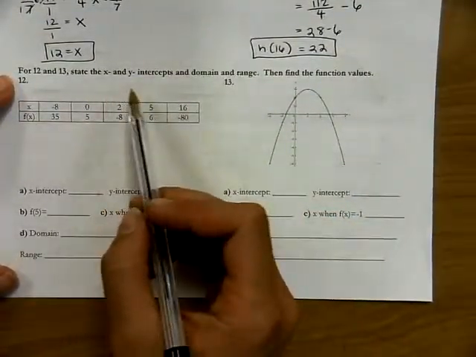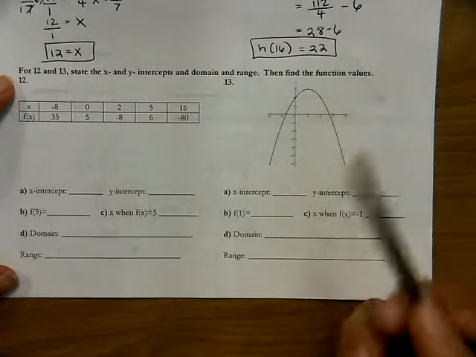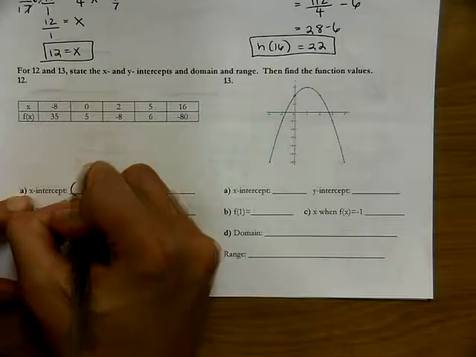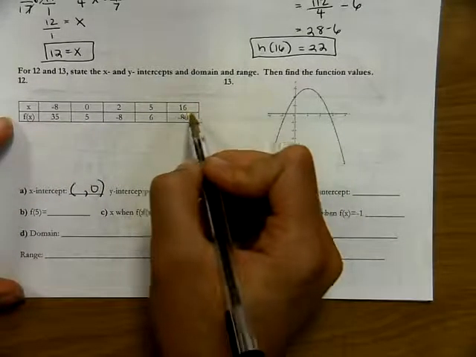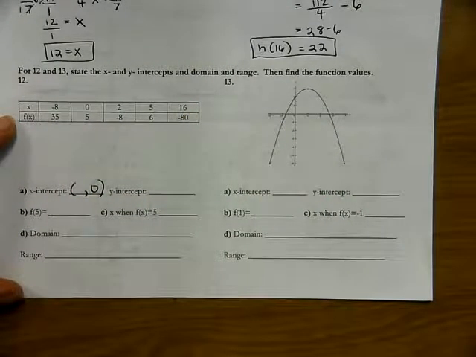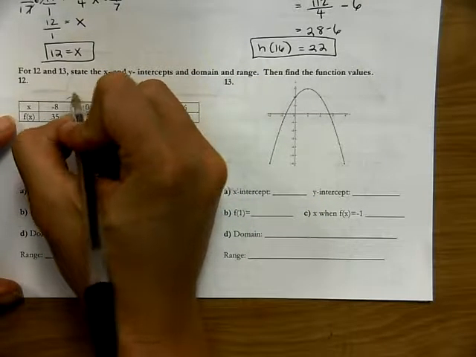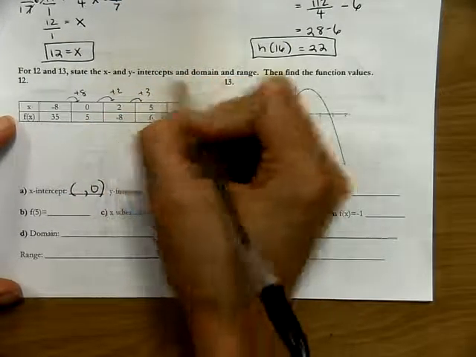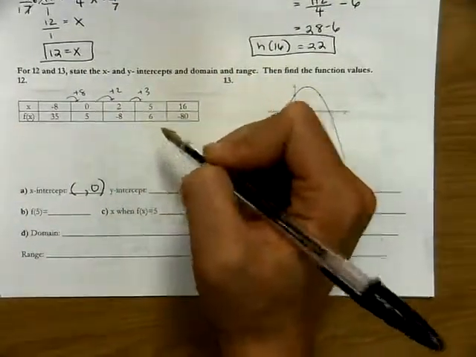State the x and y intercepts and the domain and range, then find the function value. So our x-intercept, I know that x-intercept is whenever y is 0, so I'm going to look here and see where y is 0. Well, I don't see it. Is there a pattern here? I look like I'm adding 8, adding 2, adding 3. Okay, so there's no pattern here, so this must be just a discrete function.